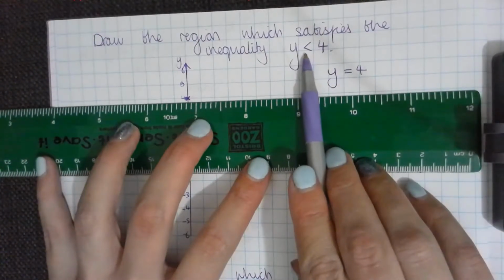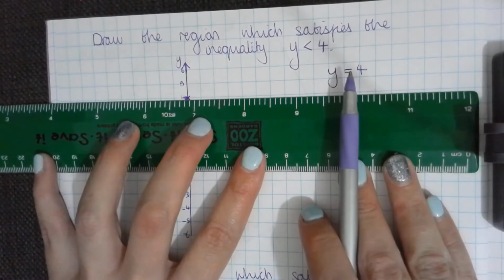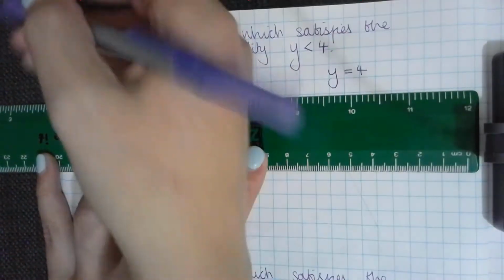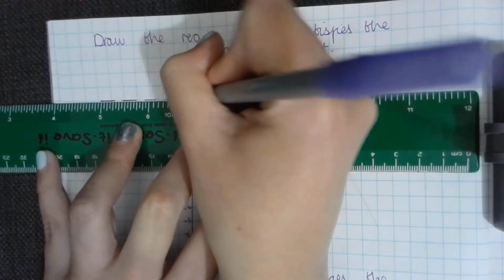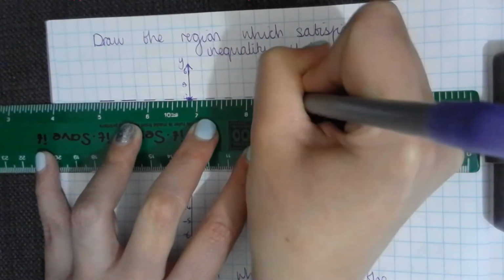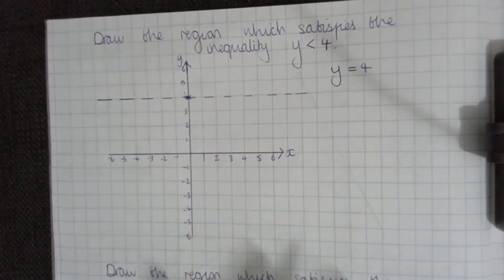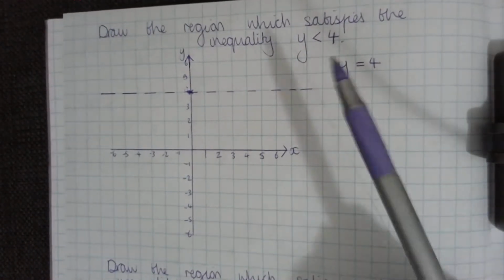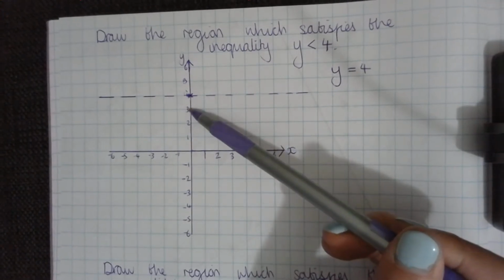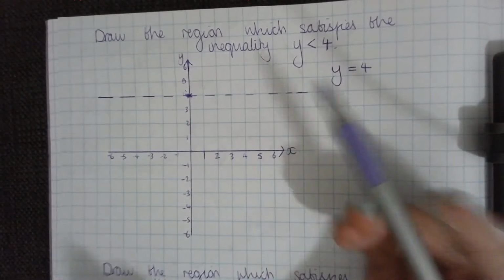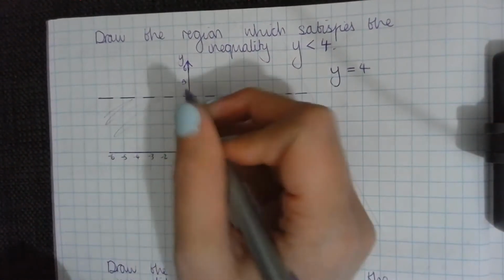Given that the symbol is a less than, not an equal to, I just need to do a dotted line all the way across, or a dashed line. Doesn't matter whether it's dotted or dashed as long as it's clear. And then I can shade my region. So y is less than 4. So we need y values that are less than 4. So 3, 2, 1 are all less than 4. So we must shade this region below.